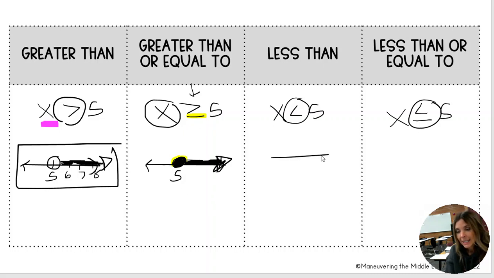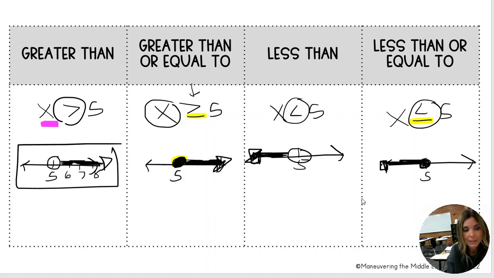If it's x is less than 5, well, if this is 5 on the number line, the solution to this inequality would be any number that is smaller than 5. So this would be how we represent our solution. And then x is less than or equal to 5. The thing that changes here is we would have to do a closed circle on the 5 because 5 would be included. Remember, anytime there is the equal to part, then you're going to have a closed circle, and then we would shade to the left.